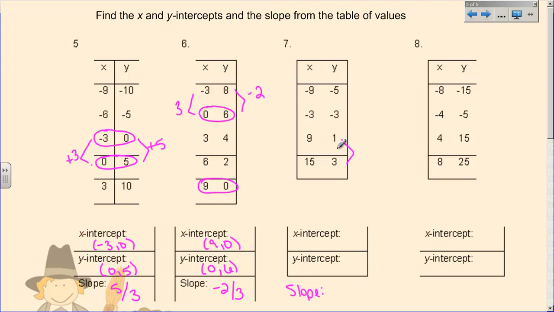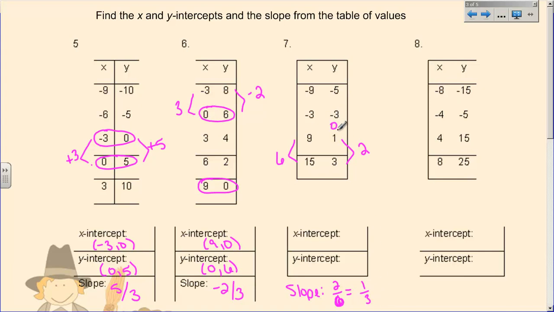So my change in my y values right here is plus 2. My change in my x values right here is plus 6. So my slope is 2 over 6, which is the same thing as 1/3. So every time my y changes by 1, my x changes by 3. So that's going to be important. The point where y equals 0 is going to be in here somewhere, okay? It's going to be right before this one. And so I can use my slope to get there.